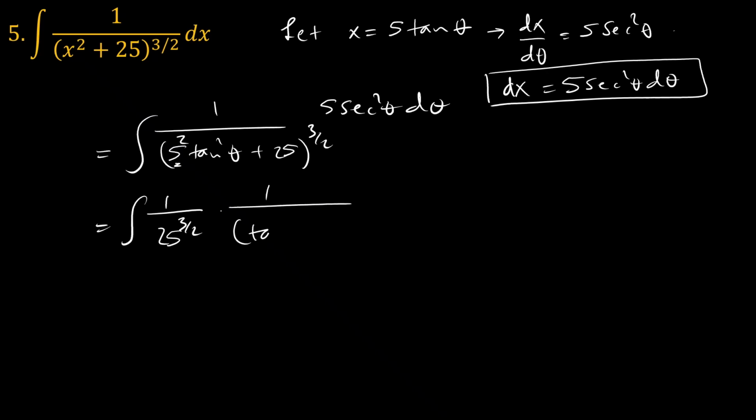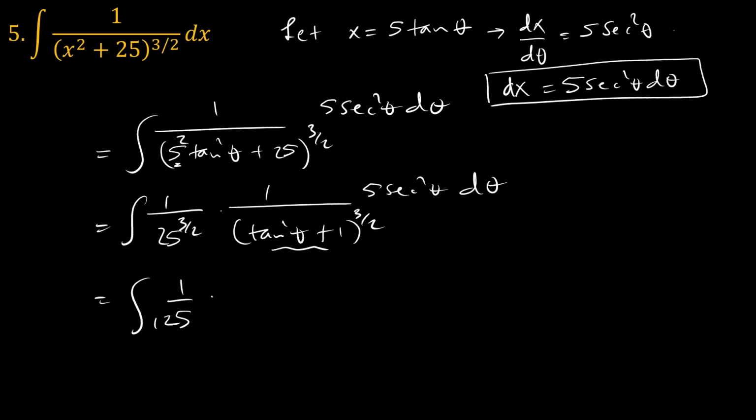We have tan squared theta plus 1, 5 sec squared theta d theta, over 125 times, and this is the same as 1 over sec squared. Tan squared theta plus 1 is the same as sec squared theta, so we have sec squared theta to the power 3 over 2, 5 sec squared theta.